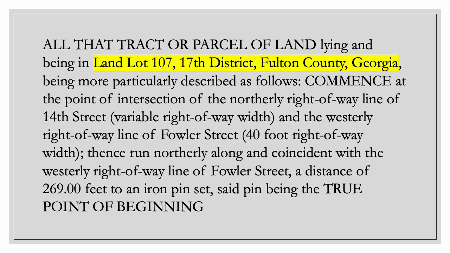Now here we see the general location, which is Fulton County, Land Lot 107, 17th District. Then the description details how to commence, and it's from a well-known intersection, which is going to be 14th Street and Fowler Street. And then to arrive at the specific true point of beginning, which is an iron pin on the right-of-way line of Fowler Street. Now, this is a two-step process: commencement to the point of beginning, and then point of beginning for the boundary trace. And it's common in complex metes and bounds descriptions.